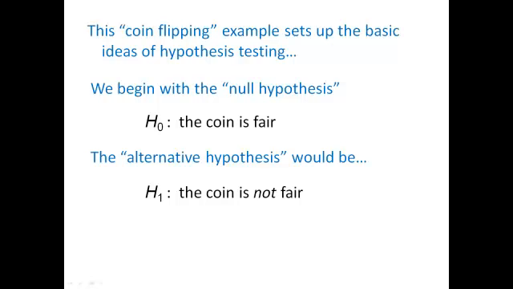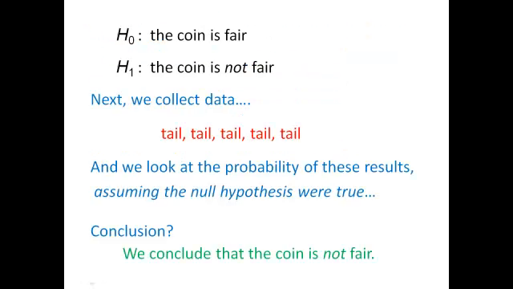So we'll say H0, the null hypothesis, is that the coin is fair. The alternative hypothesis then would be H1, the coin is not fair. So we've got H0, the coin is fair. H1, the alternative hypothesis, the coin is not fair.